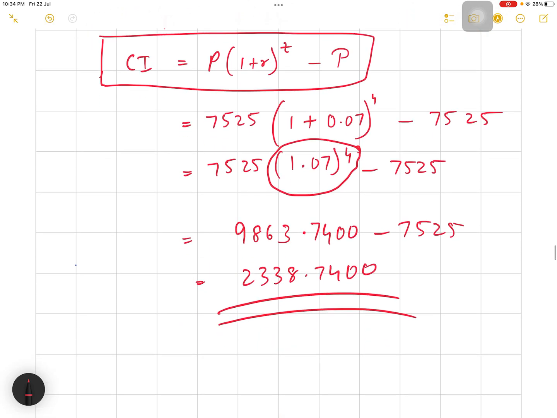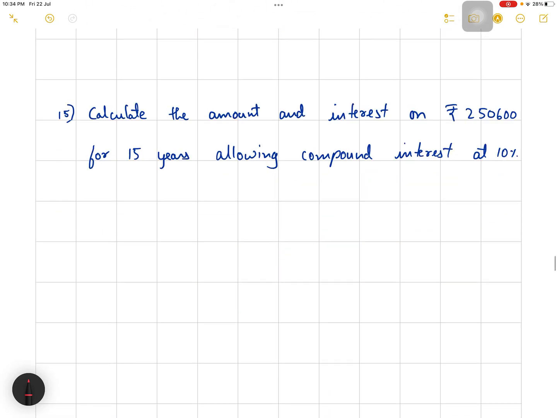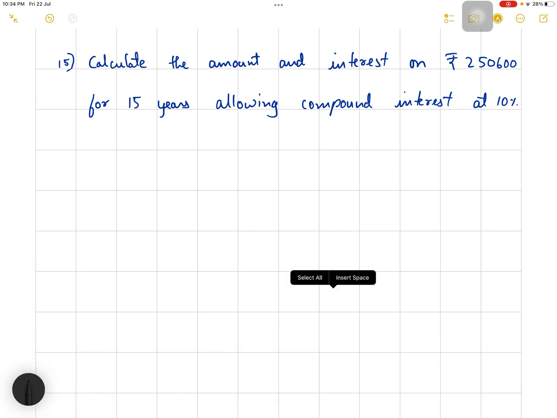Okay. Now, let us see the next question. I'll just change the color of the pen. Red is too bright for me.